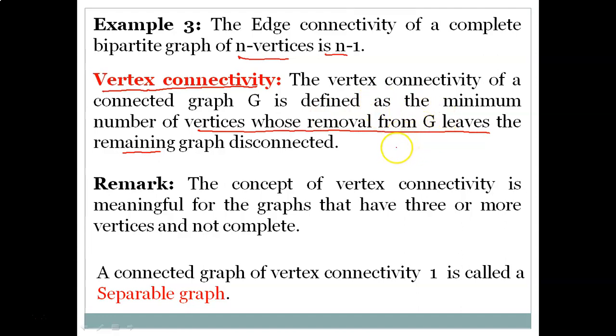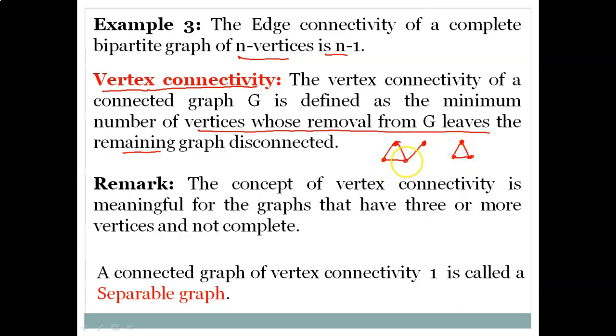Actually, what is the meaning of removal of a vertex from a connected graph? Suppose this is the connected graph. And from this connected graph, if I am removing one vertex, then what will happen? If I remove this vertex, the edges with this vertex definitely will go, because when the vertex is not there, how will this edge remain? So if I remove this, the graph becomes like this.